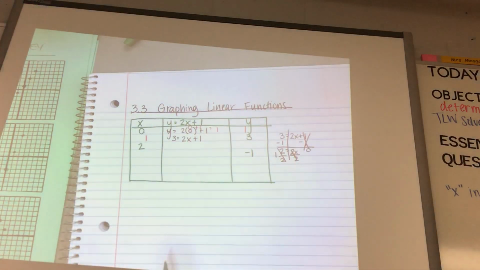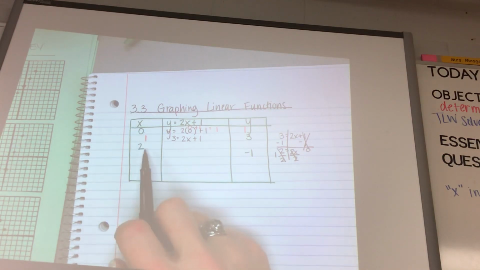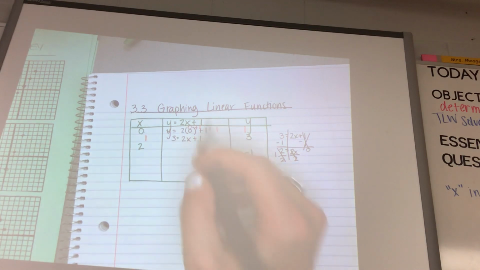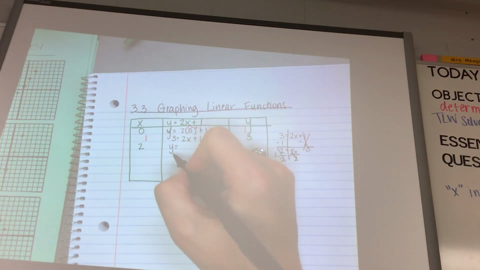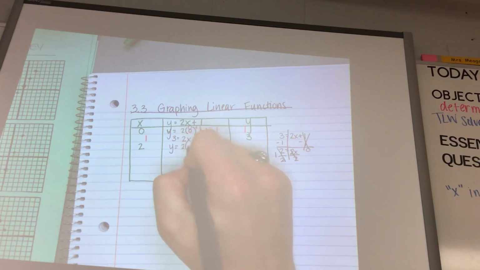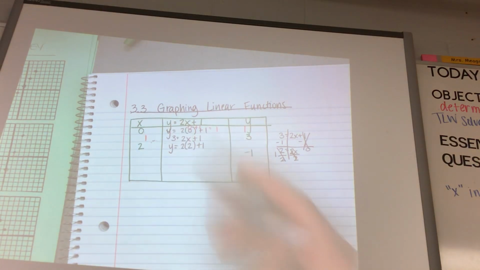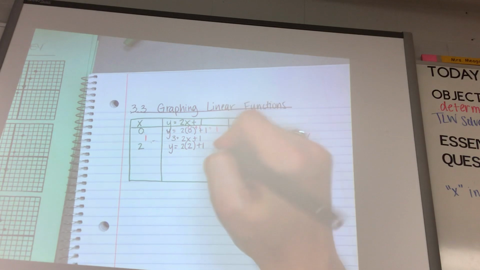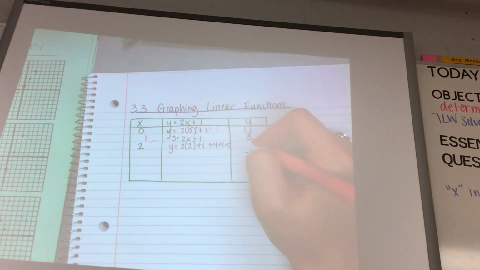This next one, we're going to just keep filling in our chart. They give us x, so we need to figure out what y is. So y equals, we don't know y, equals 2 times 2 plus 1. Just plugged in my x where it is in the function. So 2 times 2 is 4, plus 1 is 5. So when x is 2, y is 5.